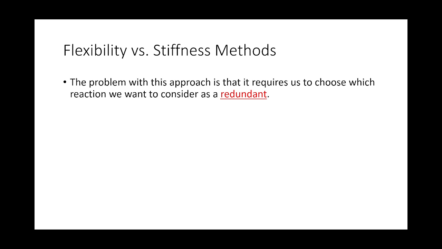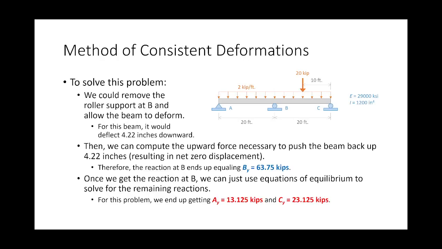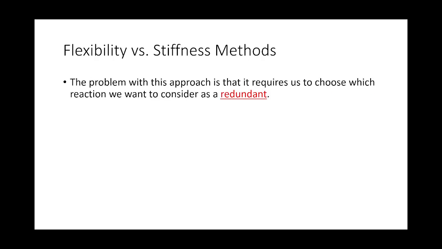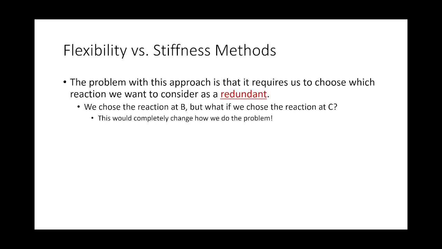The problem with this approach is that we have to choose the redundant, okay? So in that problem, I said, what's the deflection here, okay? But what if I said, let's not use the deflection at B. Let's use the deflection at C. That would completely change how we do the problem. Now, to be clear, the structure doesn't care how we do the problem.